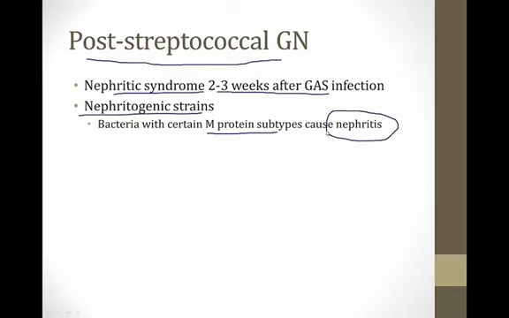Something that's very interesting about Strep pyogenes is that it's very rare for a patient to get both rheumatic fever and glomerular nephritis. They usually get one or the other, and that's because certain M protein subtypes are associated with rheumatic fever and others are associated with glomerular nephritis.